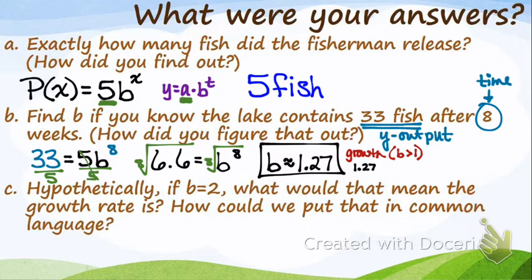1.27, we can change it into a percent by timesing it by 100%. So I'd get 127%, and then we subtract the 100 because we subtract out what we've already got. And that's how we get 27% growth.